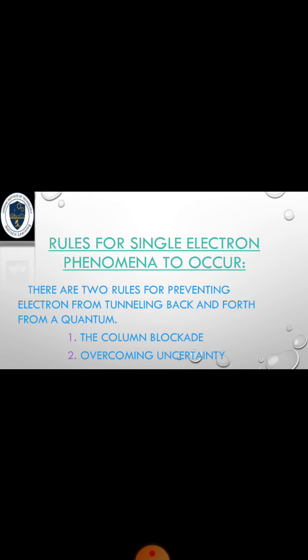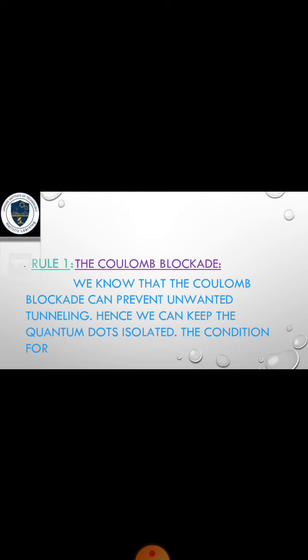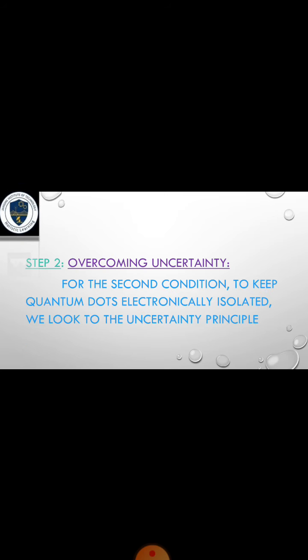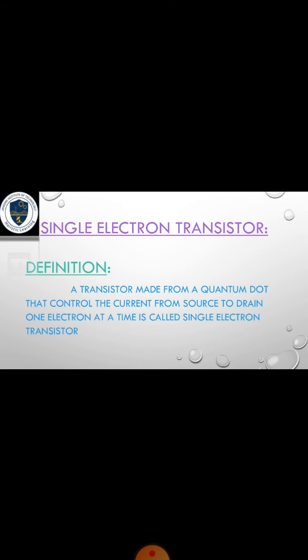Rules for single electron phenomena. There are two rules for preventing electrons from tunneling back and forth from a quantum dot. Rule 1, Coulomb blockade. We know that the Coulomb blockade can prevent unwanted tunneling. Here we can keep the quantum dot isolated. Rule 2, overcoming uncertainty. For the second condition, to keep the quantum dot electronically isolated, we need to overcome the uncertainty principle.